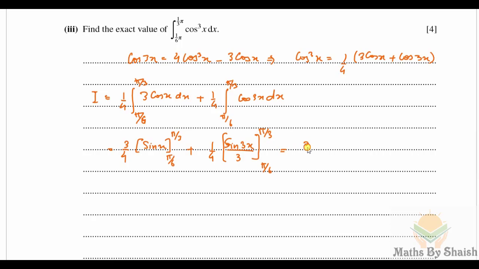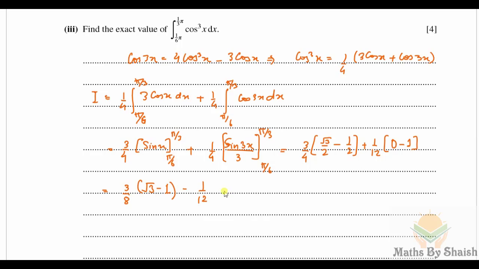It is going to be 3 by 4, the upper limit sin pi by 3, that is root 3 over 2, minus lower limit, sin pi by 6 is 1 over 2, plus 1 by 4 times 3, that is 12, upper limit is pi by 3, so sin of 3 into pi by 3 is sin pi, which is 0, minus sin of 3 into pi by 6, that is pi by 2, and sin pi by 2 is 1. So the final answer is going to be 3 by 8 times root 3 minus 1, and minus 1 over 12 from the second bracket.